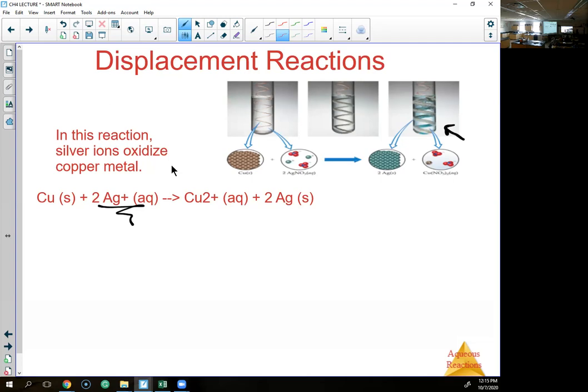Okay, so we would call it a double replacement reaction. Not a double, sorry, single replacement. Will you tell me the element that's oxidized, well, actually tell your partner, and the element reduced?